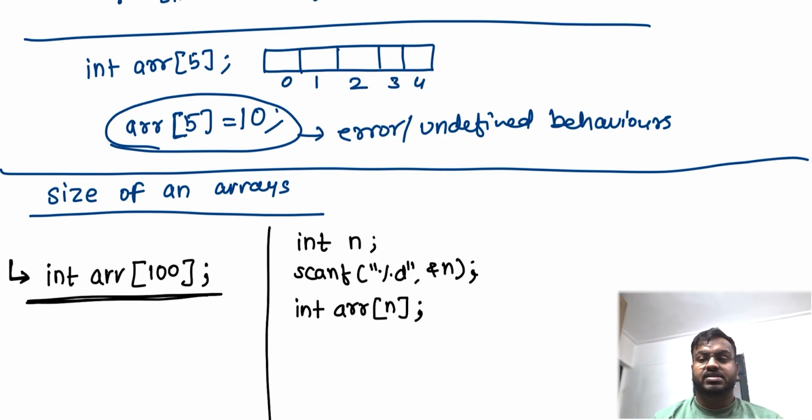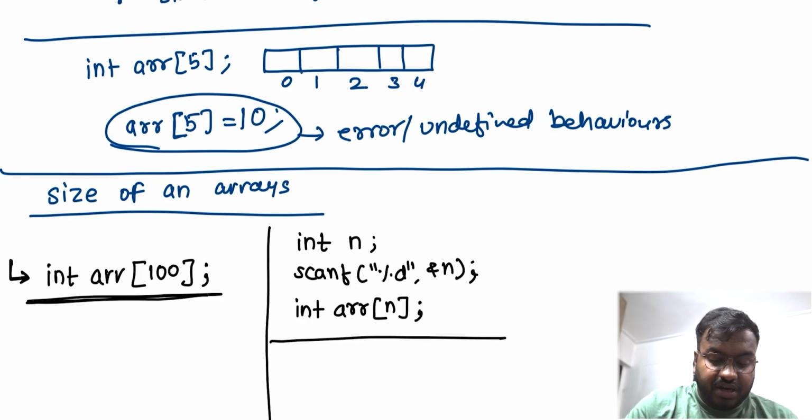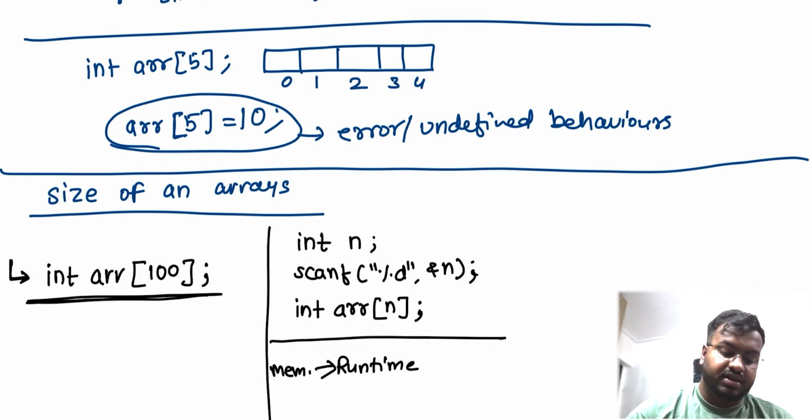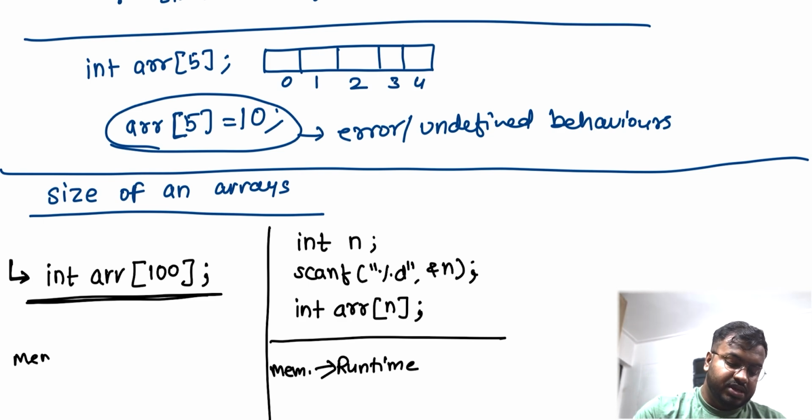In this case, the memory is allocated at the runtime. In the previous case, memory is allocated at the compile time.